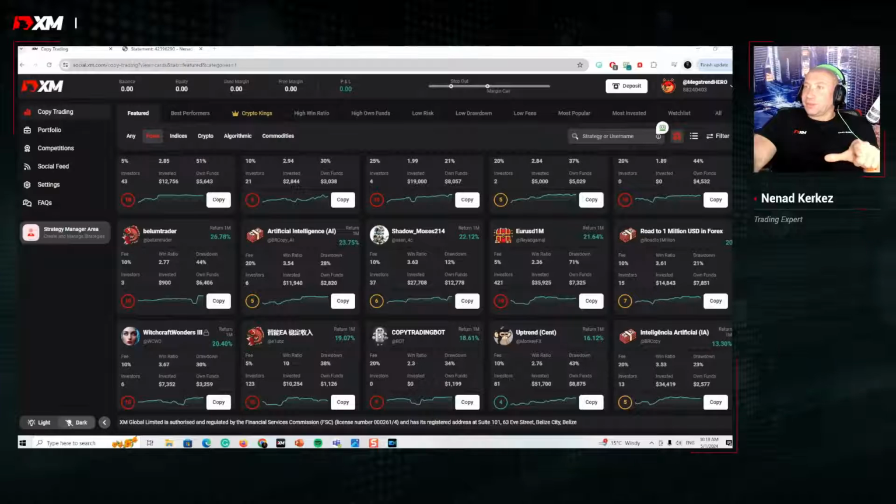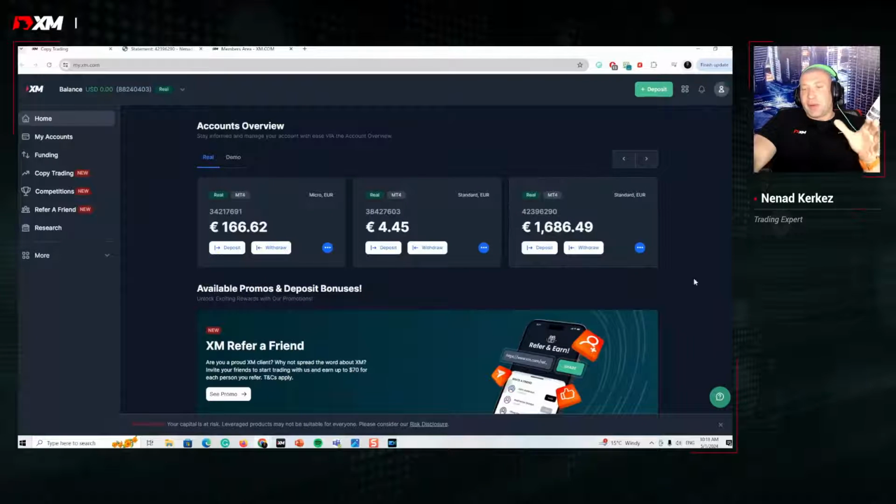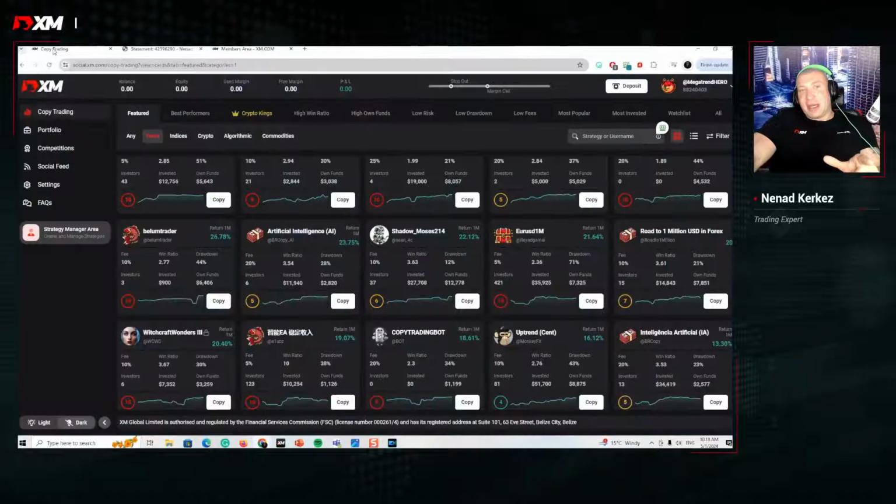So look, I am going to log in to my members area right now. And here, when I'm logged into my members area, you will see different accounts, new accounts, old accounts, accounts that are in profit. You can move money from your account to another. This is the standard members area. Here, when you click copy trading, you will be given another screen that looks like this.